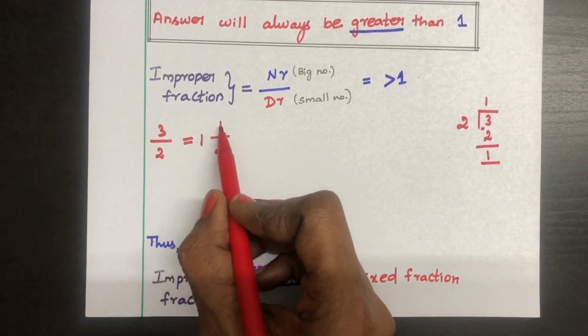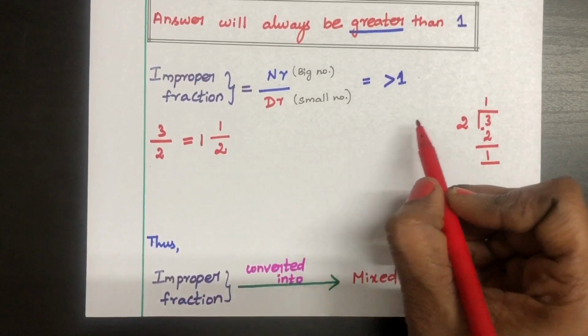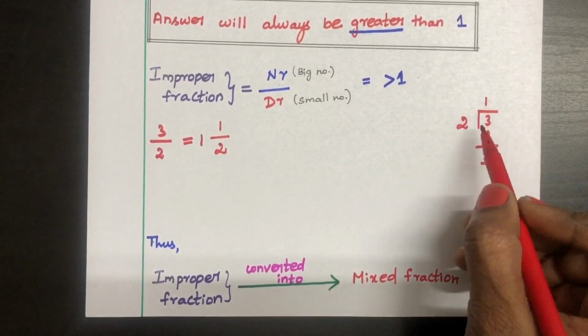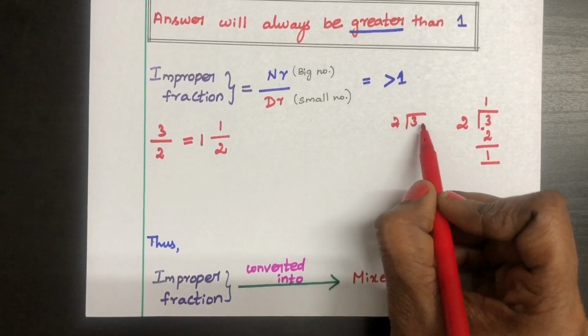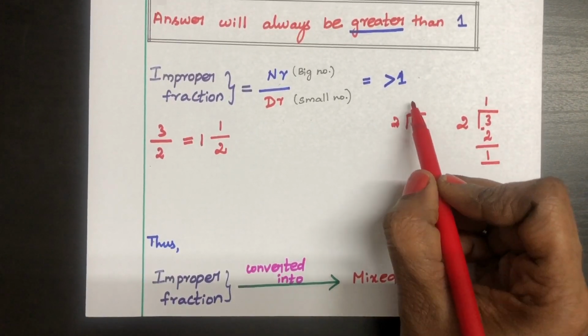See, 1 by 2. Here also we can have a decimal answer. See, 3 divided by 2. How many 2's? 1 two.